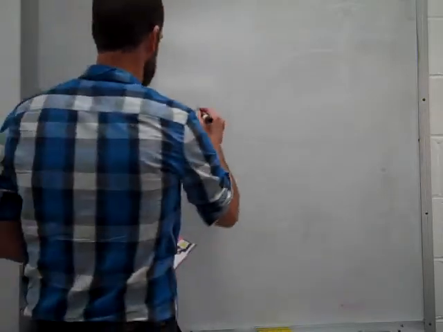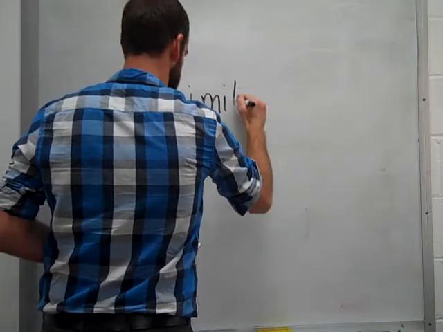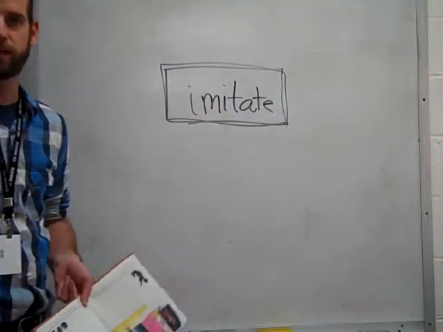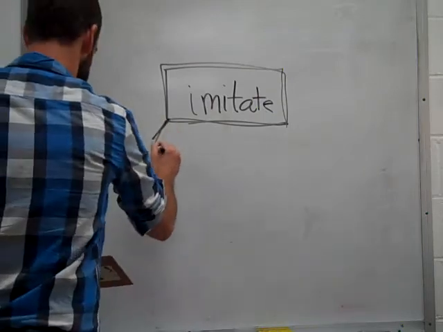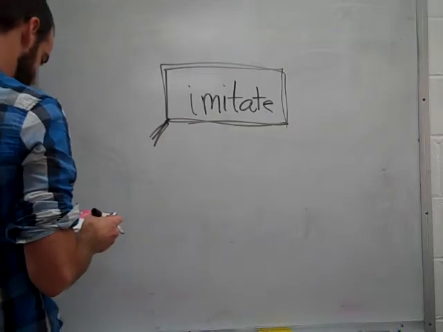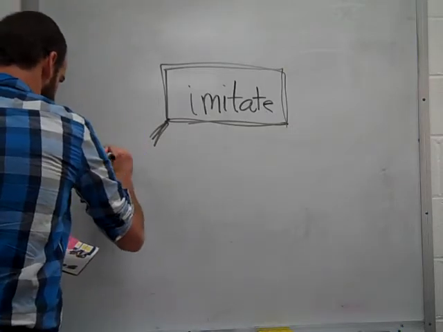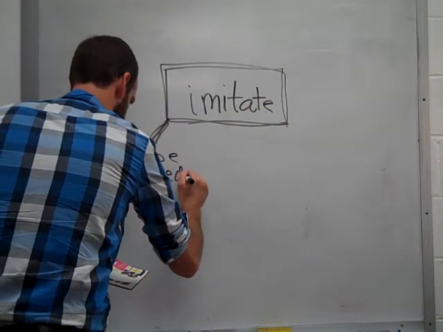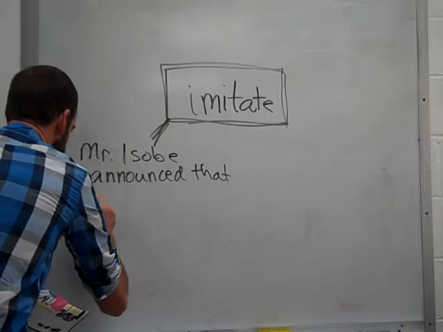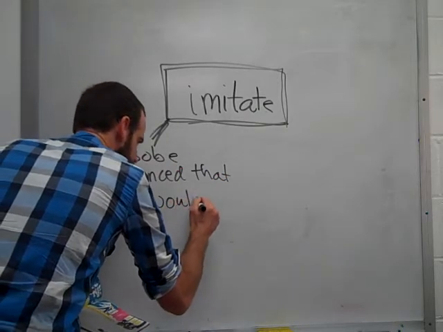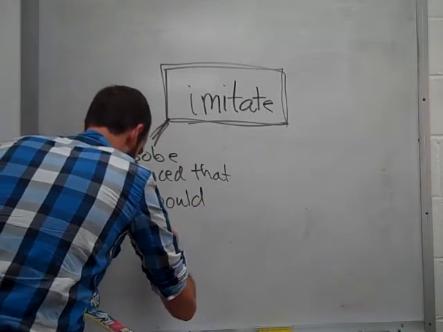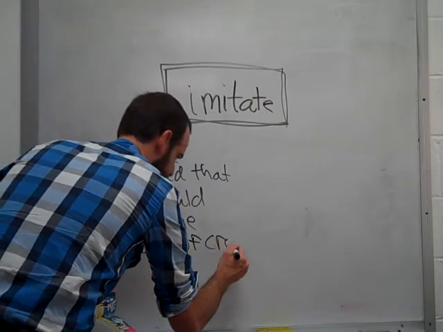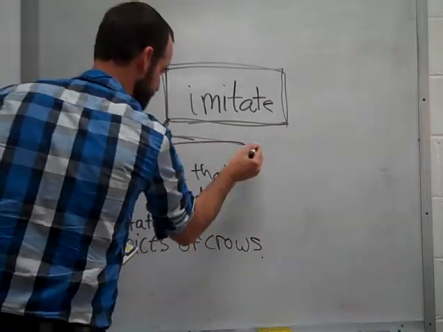Okay? So for the vocabulary map, the word that we don't know goes in the middle. In this case, it's imitate. Imitate is the word that we're not sure what it means. Now down here in this corner, I'm going to write the sentence that the word comes from. Mr. Isobe announced that Chibi would imitate the voices of crows. There you go. There's the sentence it came from.